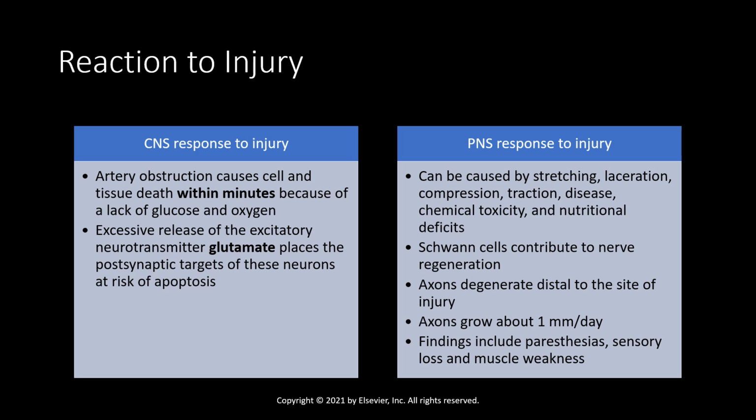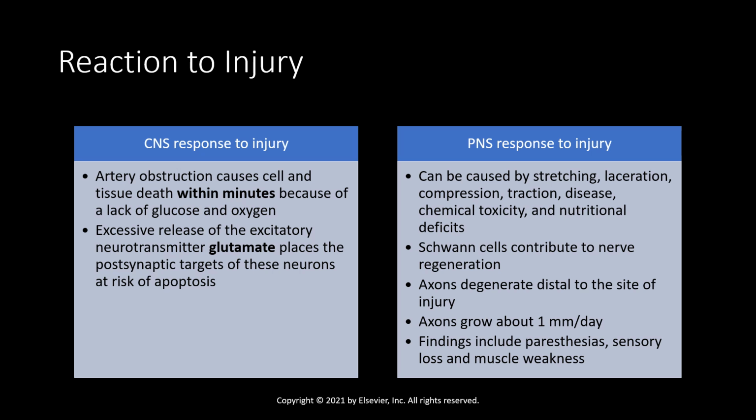The excessive release of the excitatory neurotransmitter glutamate places the postsynaptic targets of these neurons at risk of apoptosis, which is spontaneous cell death. Peripheral nervous system injury can happen as a result of stretching, laceration, compression, traction, disease, chemical toxicity, and nutritional deficits.